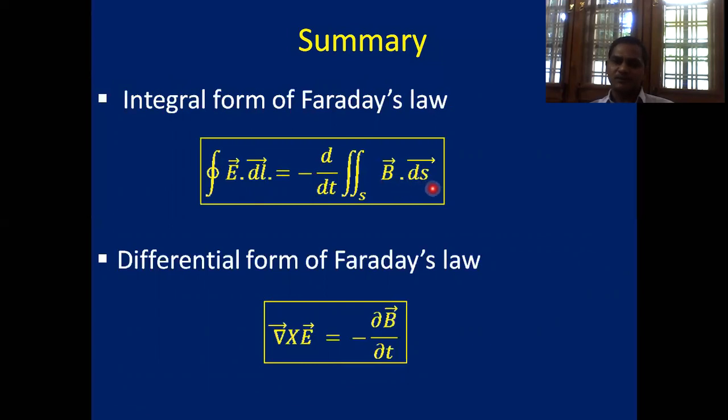And we also derived the differential form of Faraday's law by using the integral form of Faraday's law. So what is that? The curl of the electric field strength generated due to the induced EMF is given by curl E bar equal to del bar cross E bar, equal to minus dou B bar by dou t, that is, minus dou by dou t of the magnetic field strength.